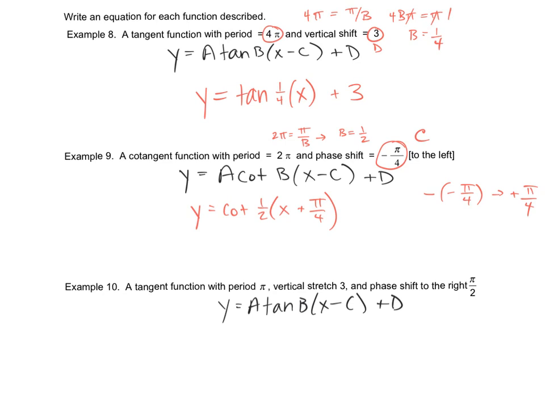For example 10, I have period pi, which means b equals 1. Vertical stretch is 3, so that is A, because remember that's similar to my amplitude in sine and cosine. And then I have a phase shift to the right of pi over 2, so C equals positive pi over 2. So when I plug this in, A now equals 3. I don't have to write anything for B, but I do need my parentheses because C's inside there. And so it is x minus a positive pi over 2. There's no d, so I am done.